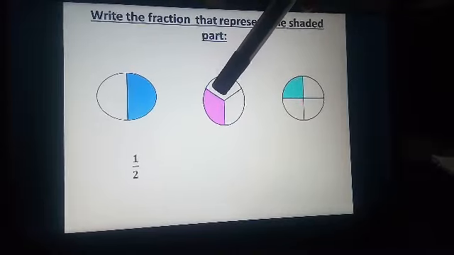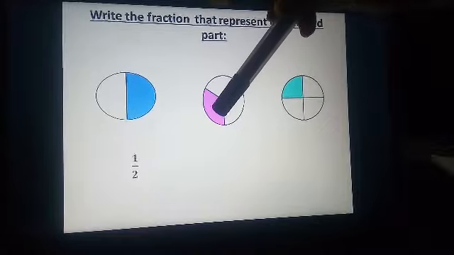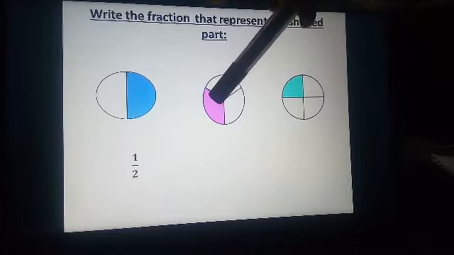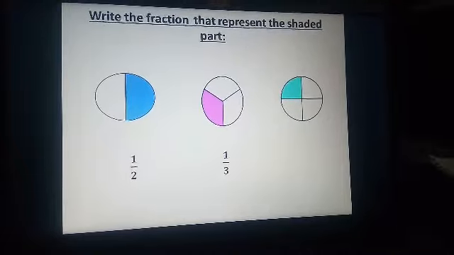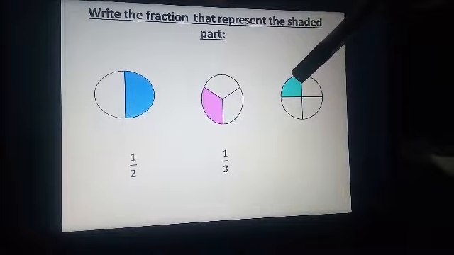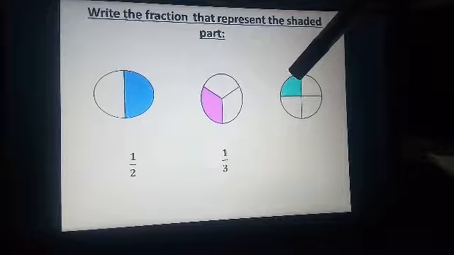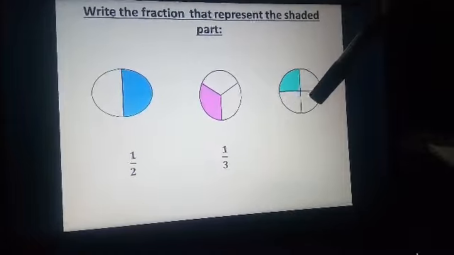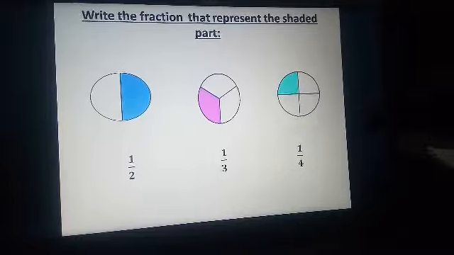Let's look here. How many colored parts here? Just 1. So I will write up number 1 and I will write down number what? All parts. Count them. 1, 2, 3. Let's have a look here. How many colored parts here? Just 1. So I will write up number 1 and I will write down the number of all parts. Let's count them. 1, 2, 3, 4. It will be quarter.